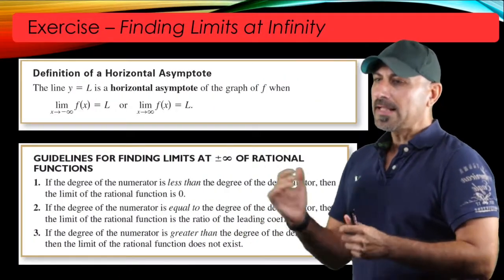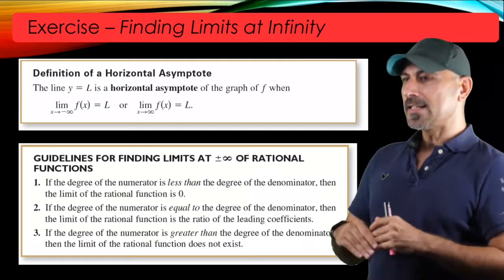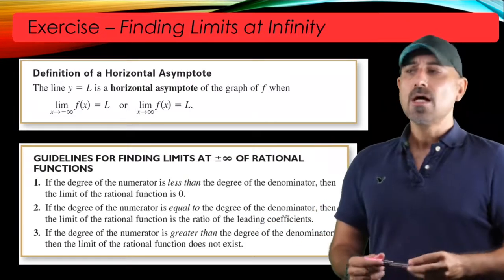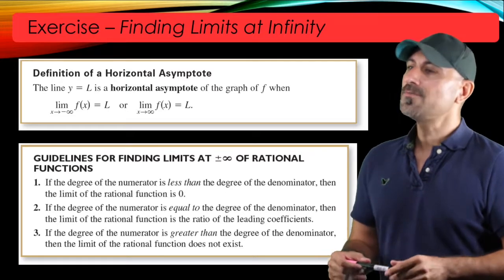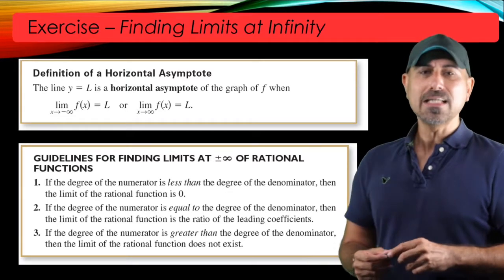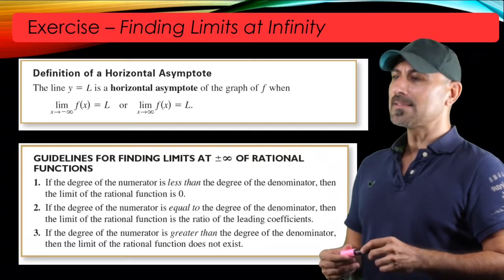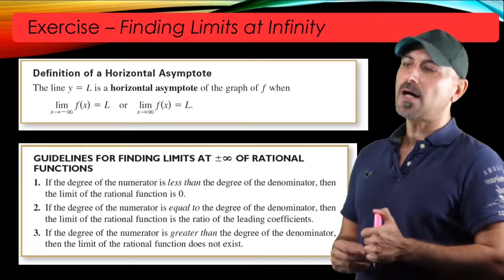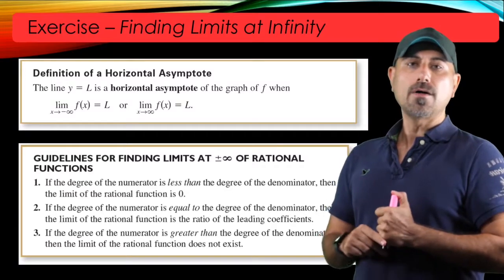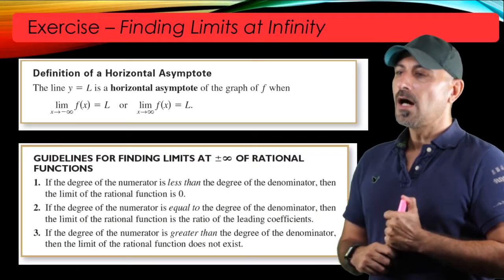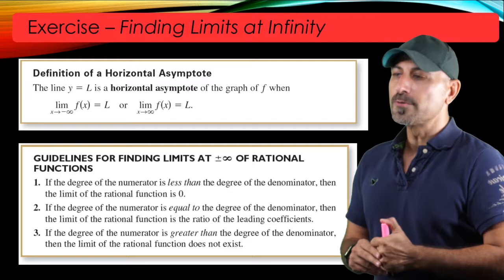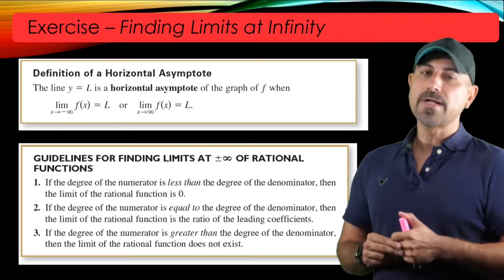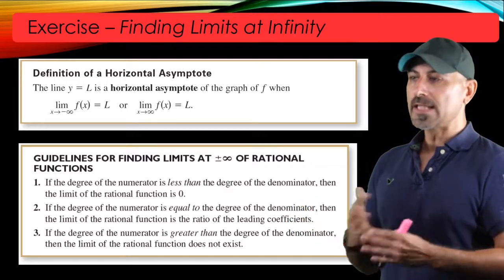Remember that in the exercise we have three different cases, and for each case we have a rational function. And in fact, there is a good set of guidelines to follow for finding the limits at plus or minus infinity. First of all, we're going to check the degrees of the top and the bottom of the rational function. If the degree of the numerator is less than the degree of the denominator, then the limit of the rational function is going to be 0 without doing any algebra.